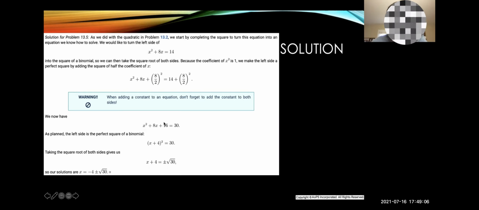However, we also need to remember that since we added 16 to this side, we need to do the same to the other side of the equation. When we do this, this factors down to x plus 4 squared equals 30. And then you square root the 30 and you get plus or minus square root 30. You subtract the 4 over and then you get your answer. This is very similar to the problems we did earlier.